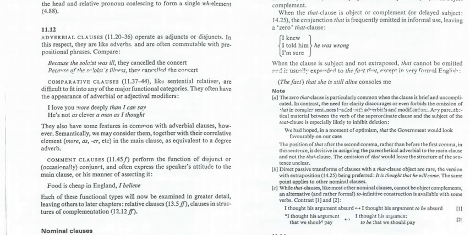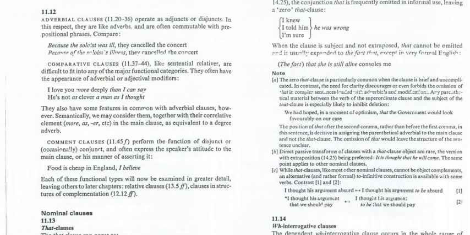Now each of these functional types will now be examined in greater detail. كل هذه الأنواع للوظائف اللي ممكن أن تشغلها الـ dependent clause سوف يتم شرحها بالتفصيل in greater detail, leaving others to later chapters وبعضها يترك إلى فصول أخرى, like the relative clauses, the clauses and structures of complementation اللي هي العبارات اللي تكون في مواقع التتمات، يعني subject complement, object complement.